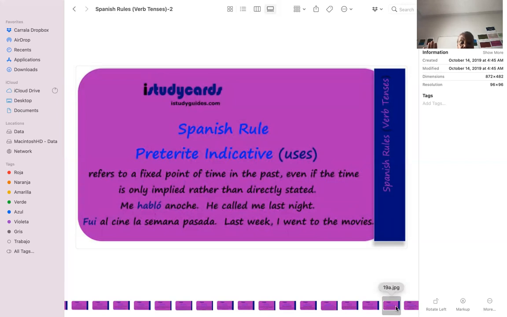Also, now this is new. Preterite indicative uses: it refers to a fixed point of time in the past, even if the time is only implied rather than stated directly. Me habló anoche.